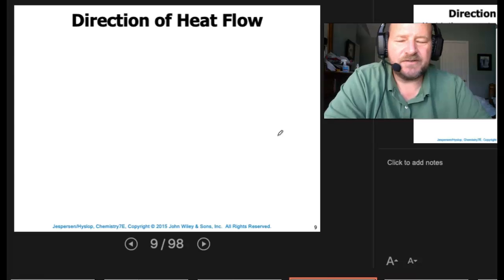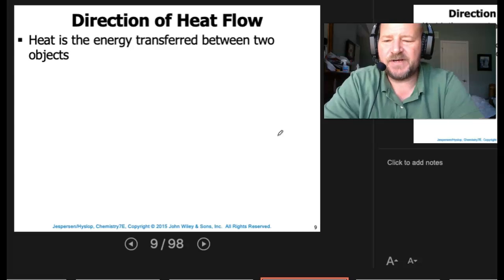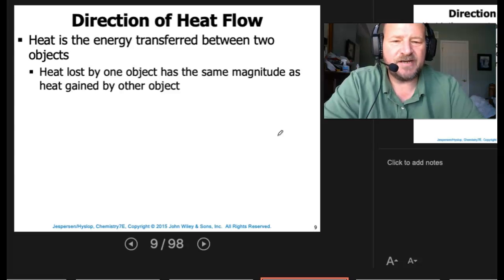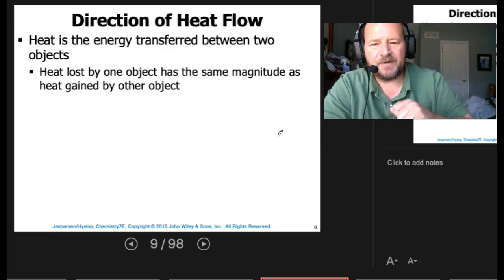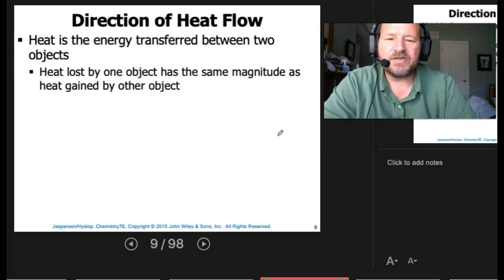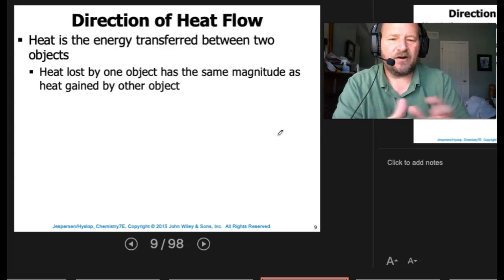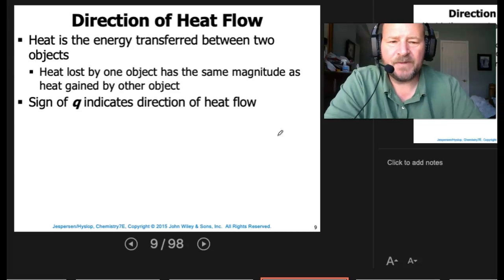All right, so as I just was mentioning, direction of heat flow. So heat is the energy transferred between two objects. Okay, so heat lost by one object has the same magnitude as heat gained by the other object. Now, in our course, we're going to assume perfect systems here, so it means all the heat that's lost by one object is going to be completely absorbed by the other object. And in most real-world situations, that's obviously not going to be true, right? Because the heat is going to flow into a lot of different places, and it's not all going to be just from one object to the next. Okay, sometimes it's going to go into several different places.